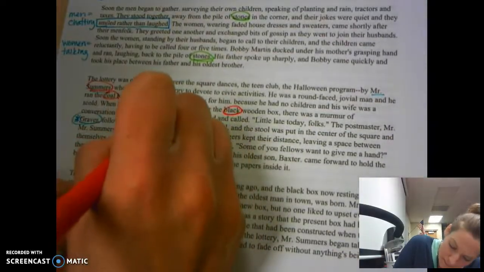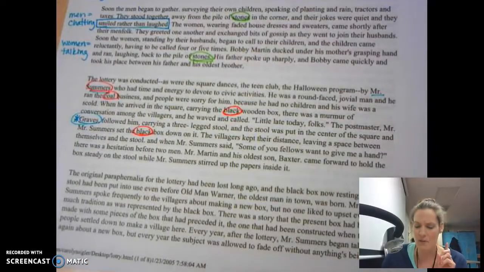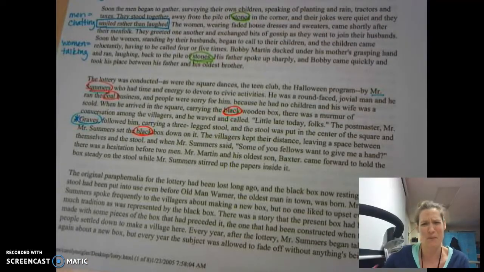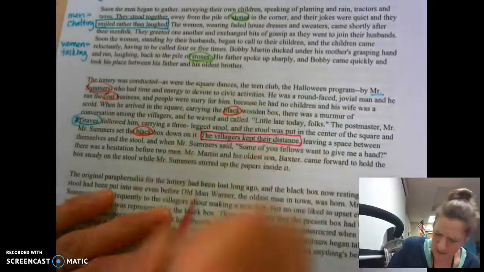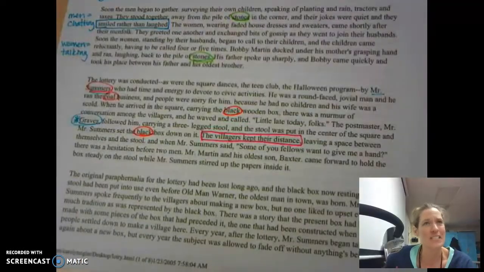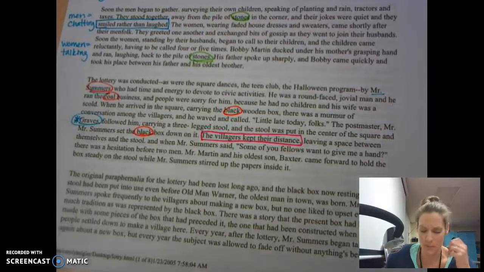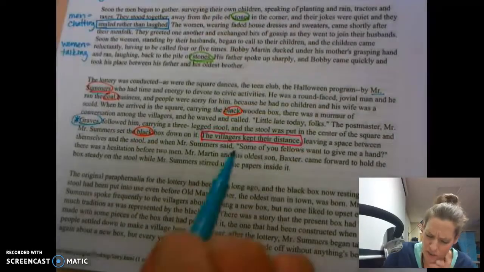There's that black again. The villagers kept their distance from a box? Doesn't that seem weird? They kept their distance from a box. I mean, if you're keeping your distance from something, it's usually something you're uncomfortable with. So, I wonder what the box might represent. Let's keep going.